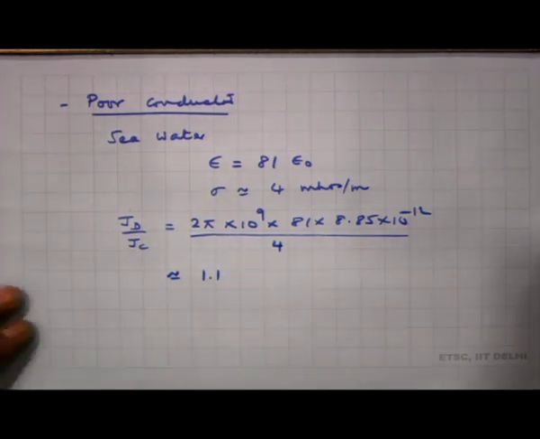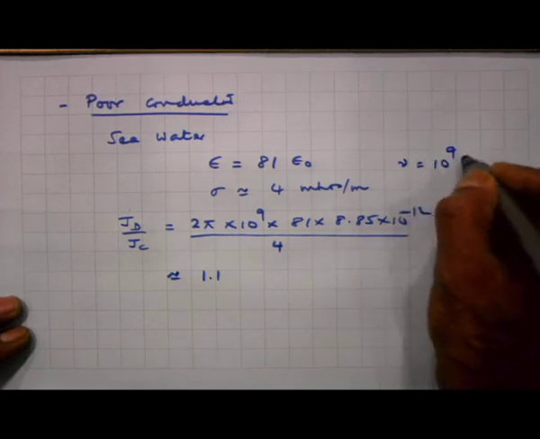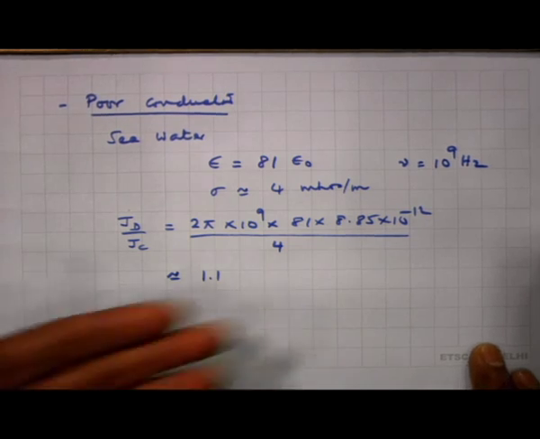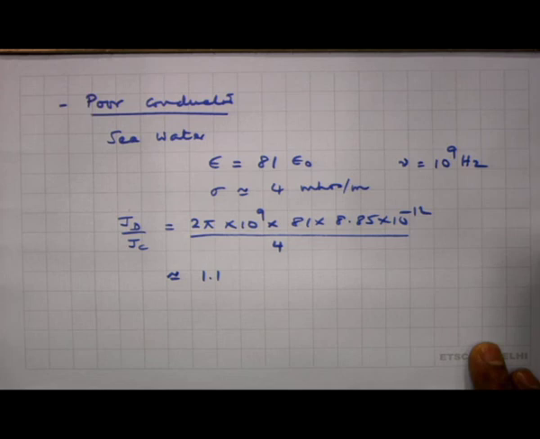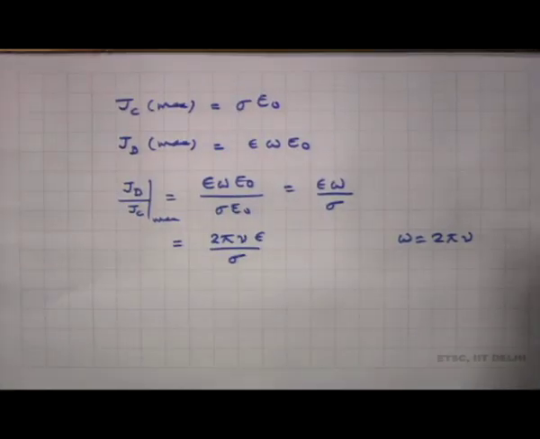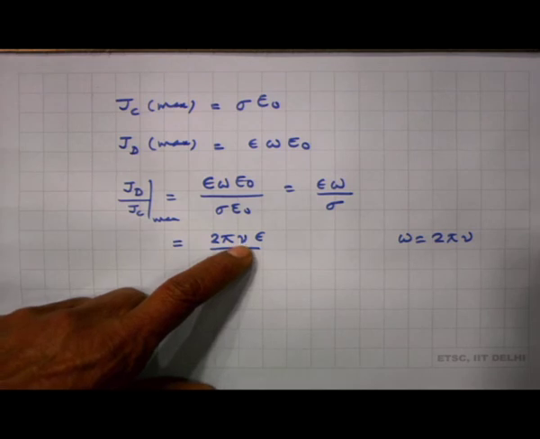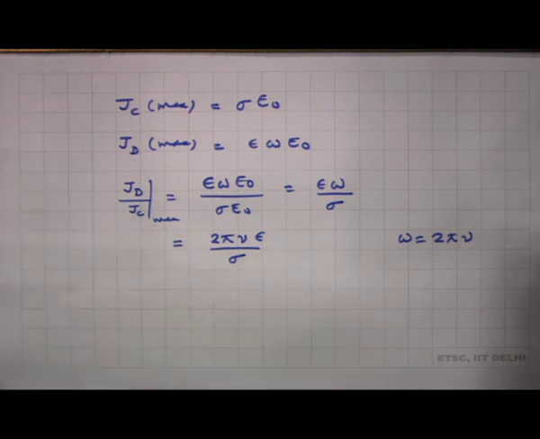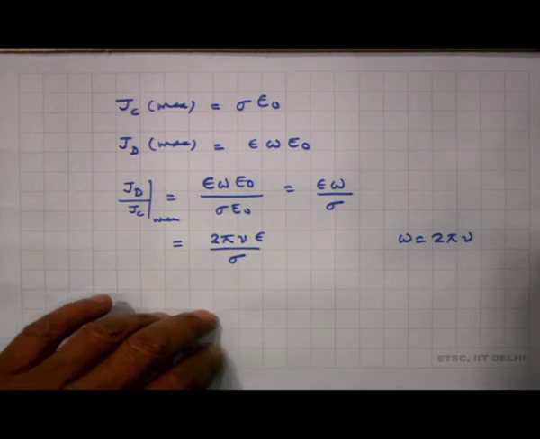So, the frequency which I am taking is 10 to the power 9 hertz. At this frequency, when you propagate a wave through seawater, there is almost equal contribution of conduction current and displacement current passing through seawater. Please note that this ratio depends on frequency. So, at higher and higher frequencies this term can start to increase, and at lower and lower frequency this term will start to decrease. So, depending on this ratio of displacement to conduction current, you can have different situations.